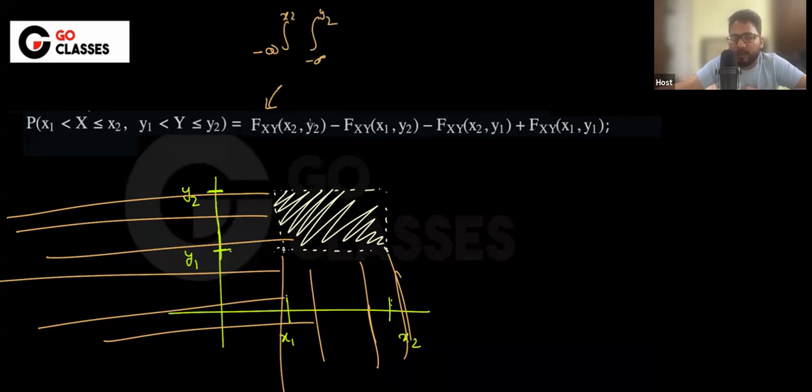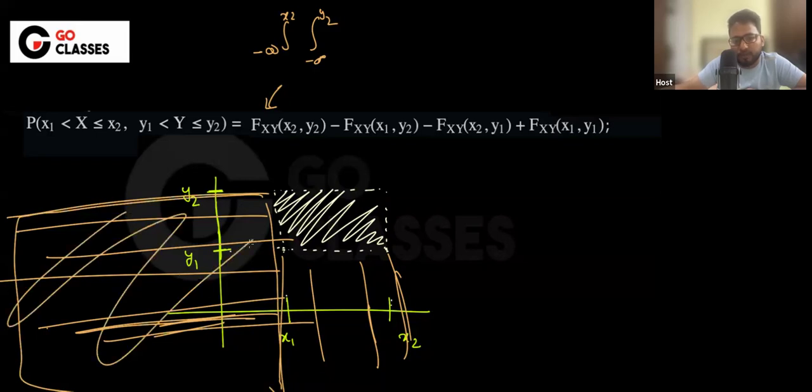Then you can subtract the region from minus infinity to x1, and minus infinity to y2. So minus infinity to x1 will be this one till x1 and then till y2. You subtract this whole region like this, from minus infinity to x1 and minus infinity to y2.